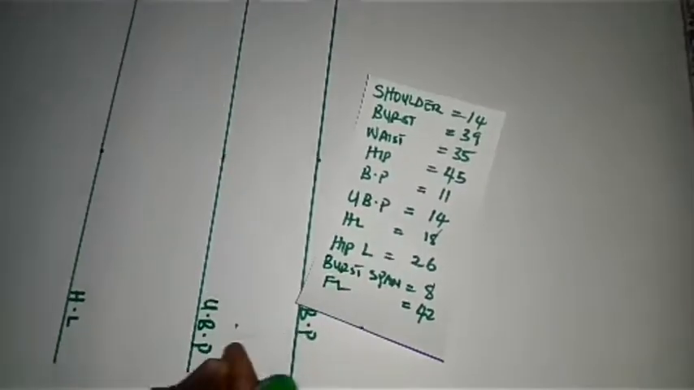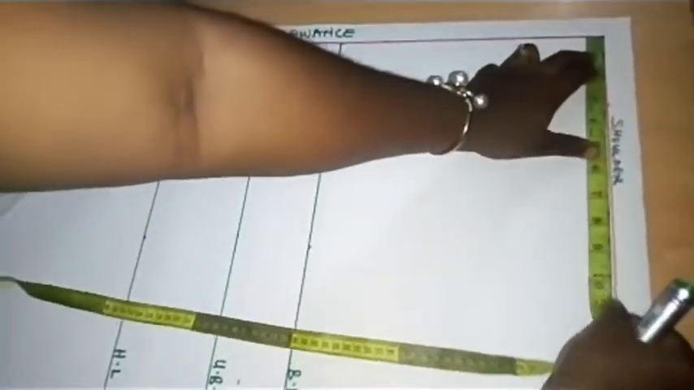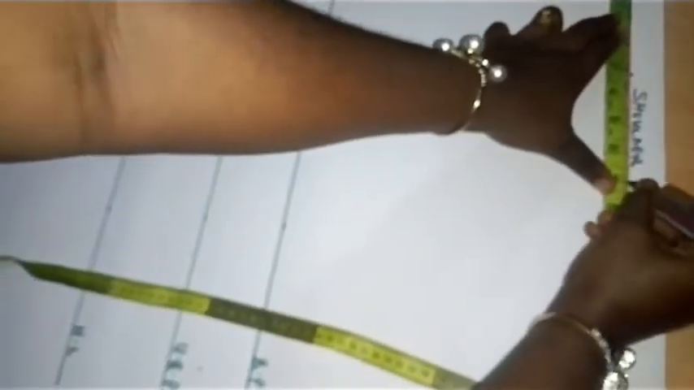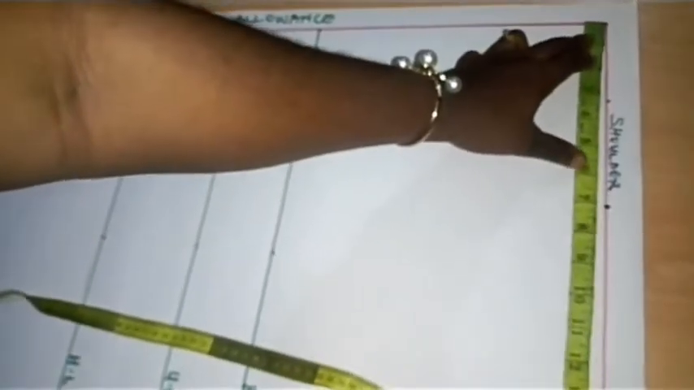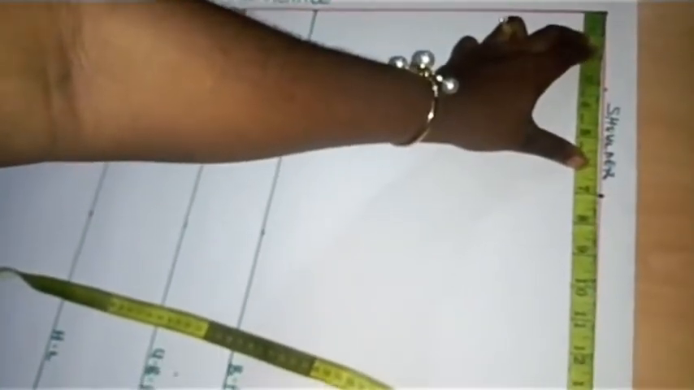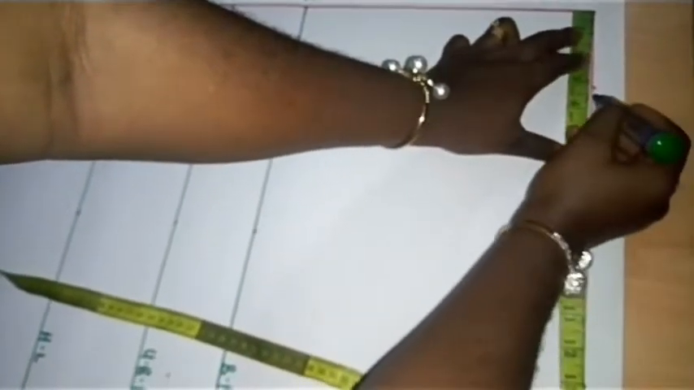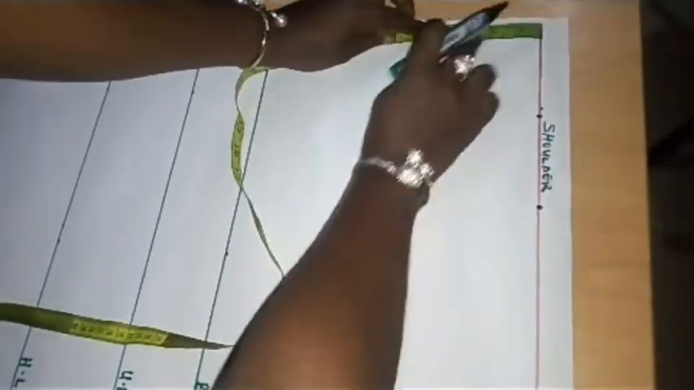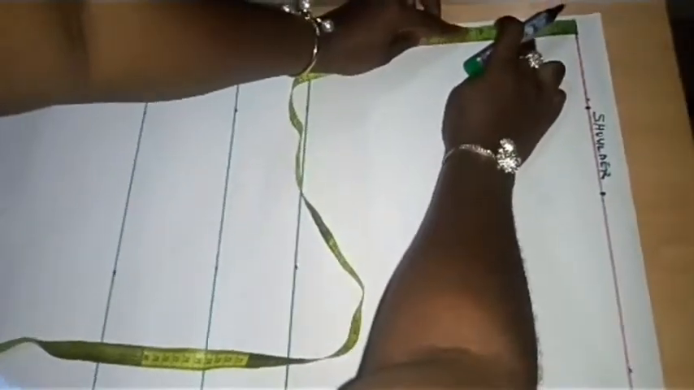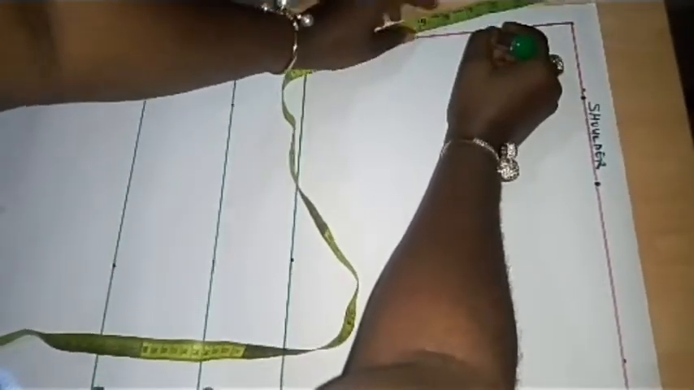My shoulder is 14 inches and I'll divide it by 2. I have 7 inches. I'll place my tape as usual. This is my 7 inches. I also want to determine my neckline. I'm making use of a neckline of 3.5 because it's a high neck. I'm making use of 3.5.